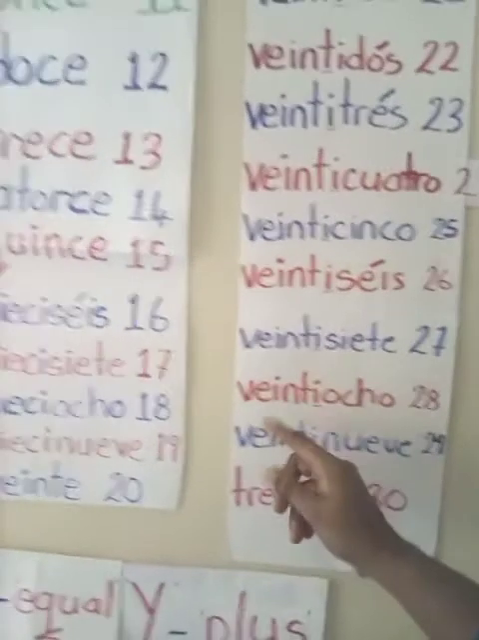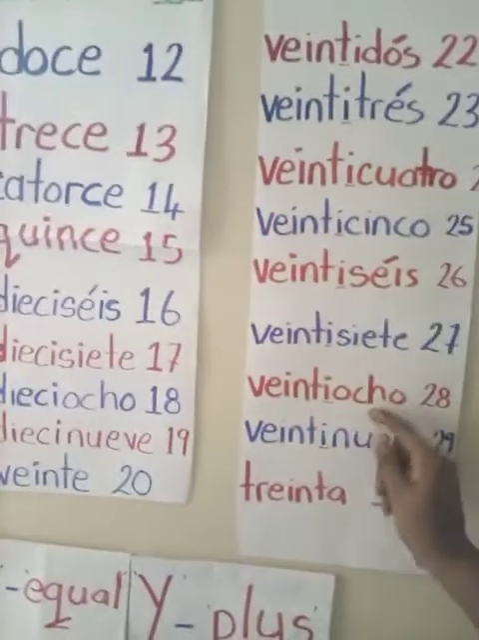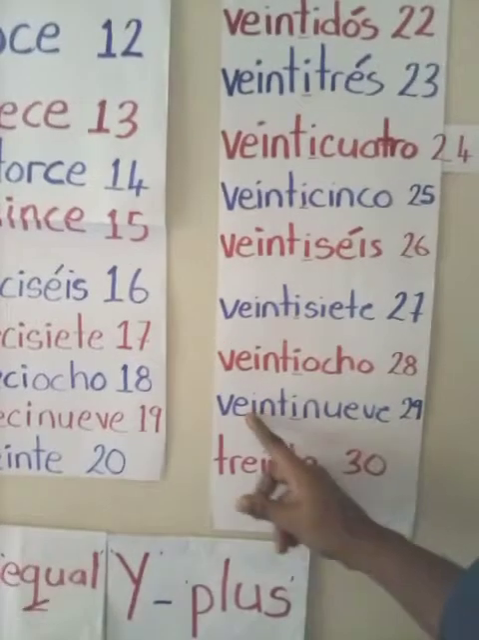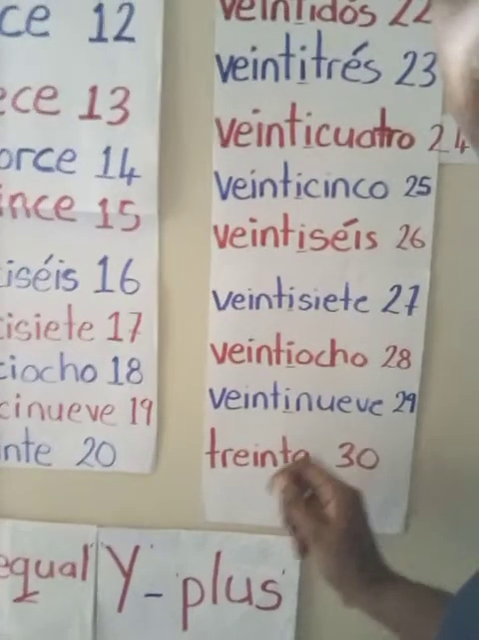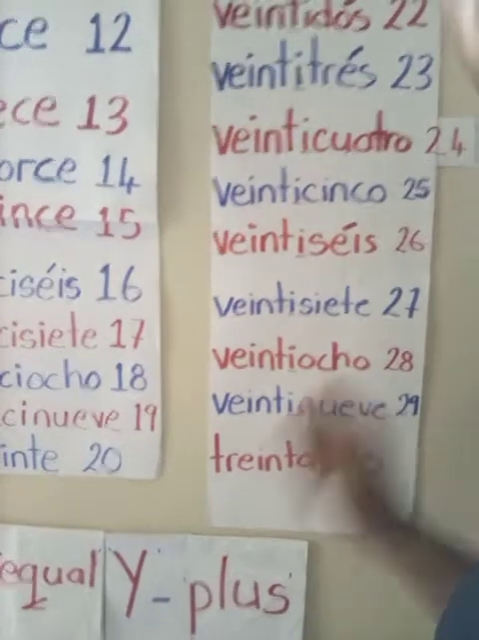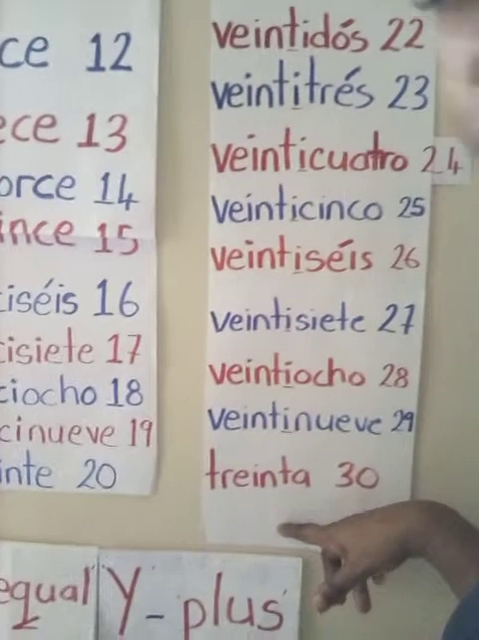28 becomes veintiocho. 29 becomes veintinueve. And then 30 is now a different word all in itself. It's treinta. So let me go through them with you.